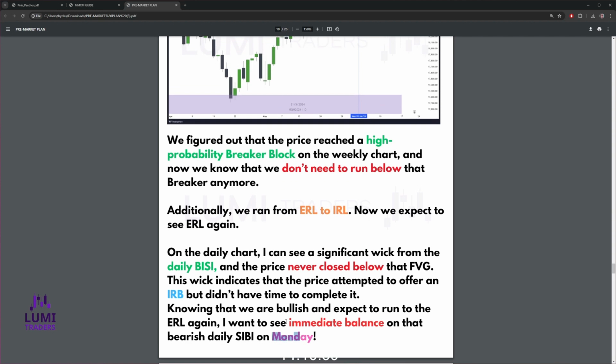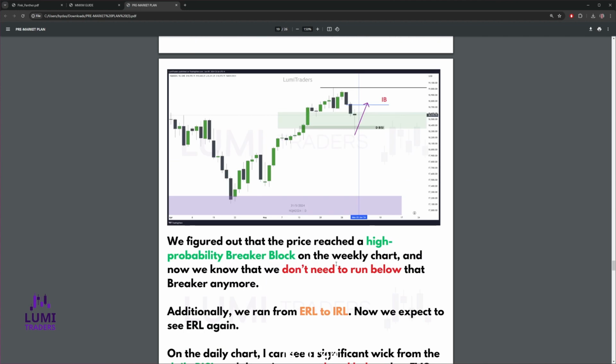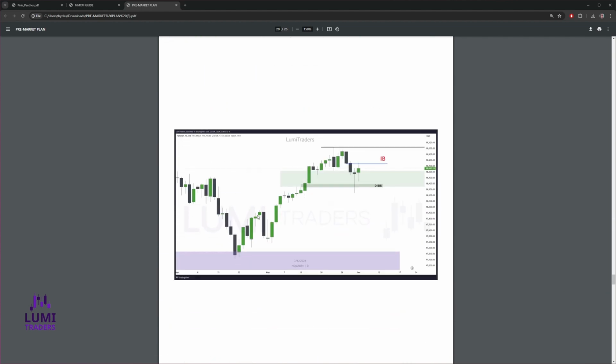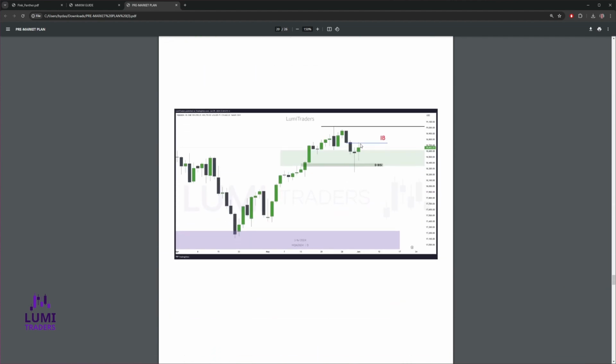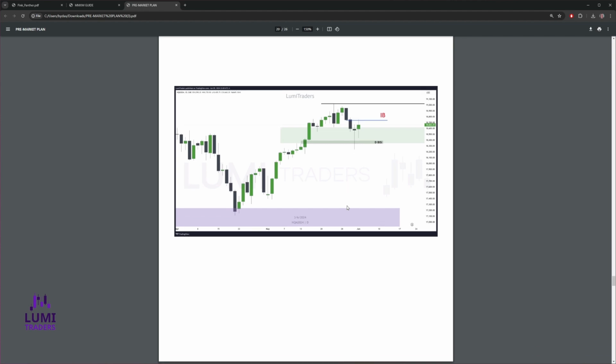Once again, for the entire week, our target is external range liquidity. But for Monday, specifically for the next day, our target is going to be the top of the daily fair value gap. Once again, it's not hindsight. It was posted in my pre-market plan in my group around 8 a.m., I would say.